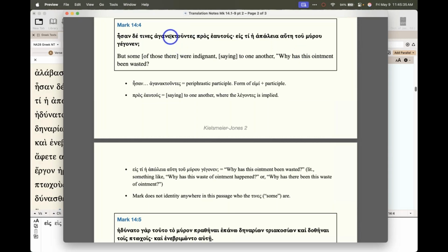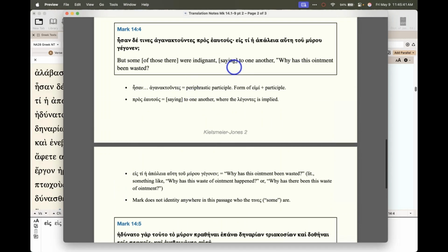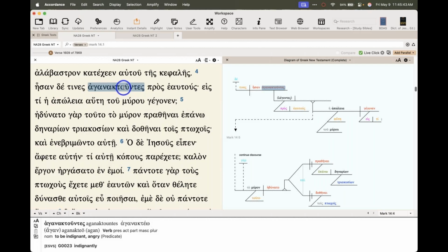Let's look at this word indignant briefly. And I don't know that I put a note in here for verse 4.